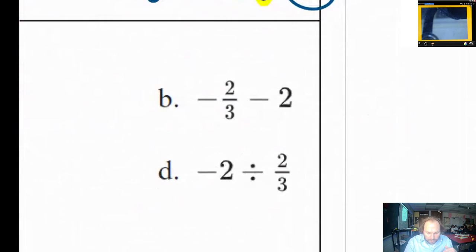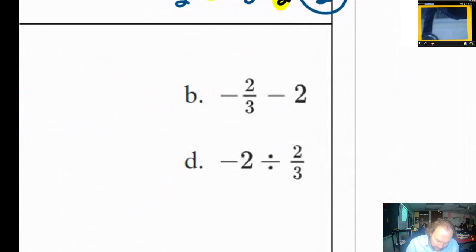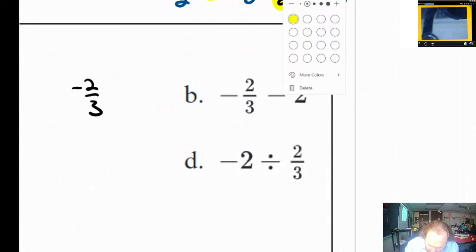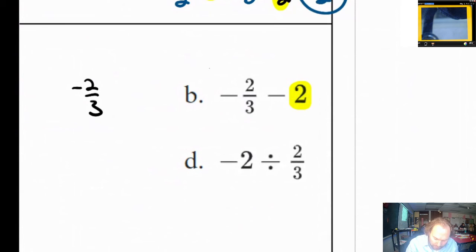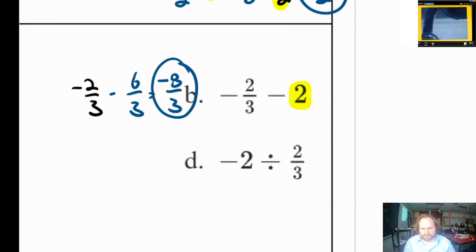Question B, we've got negative 2/3 minus 2. Well, let's leave negative 2/3 alone, but let's rewrite the 2 as maybe 6 over 3. This would be negative 8 over 3. We'll call it good there.